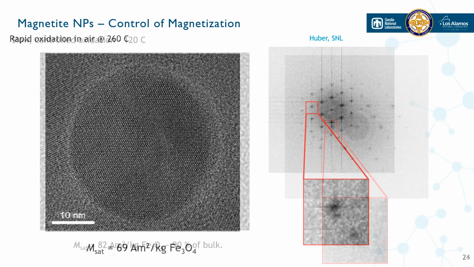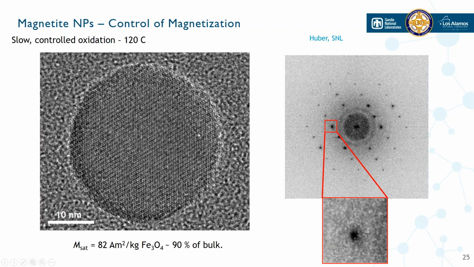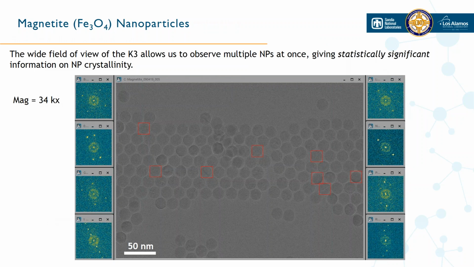When we do a slow controlled oxidation, at a much lower temperature, we get a nice single crystal, and we start to reach closer to those bulk values. So we really want to understand what's going on here in terms of the oxidation step. Can we observe it in situ in the ETEM and understand the kinetics and dynamics of what's going on there? Having the K3 was really fantastic in terms of answering some of these questions, and I'll go through the distinct capabilities of the K3 and why it was such a help.